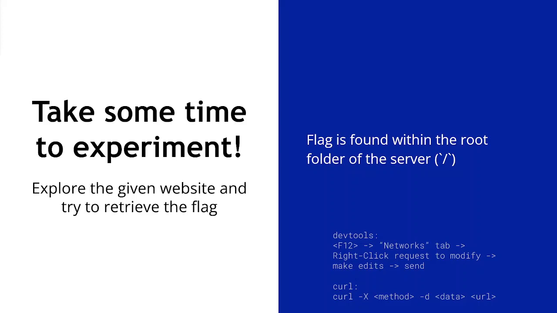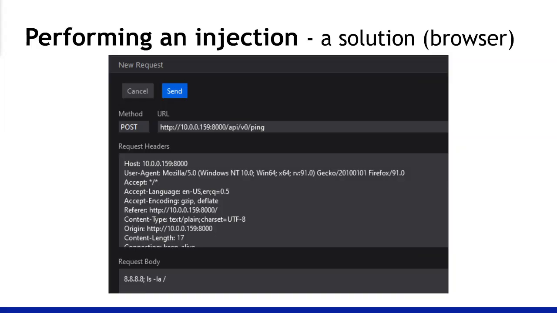So, here's how to perform a potential solution. Within the request body, because we can put anything we want in it and it will be a valid request, we can specify a command after putting the semicolon to separate the ping command and the ls -la. We're just going to put in ls -la / because we know that the flag is going to be in the root folder.